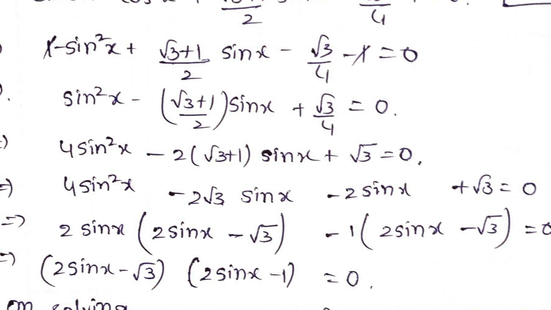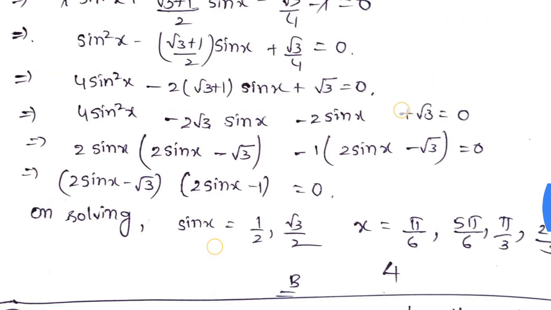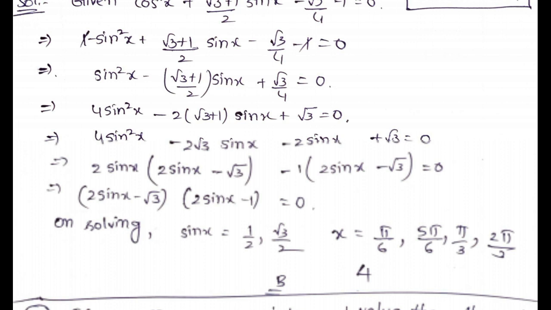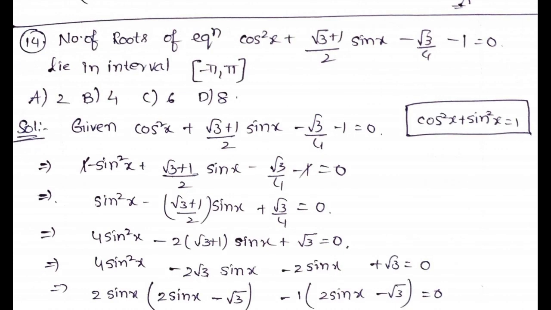And we have the expression 4 sin square x minus 2 root 3 sin x minus 2 sin x plus root 3 equals 0. Now taking 2 sin x common from the first two terms and also minus 1 from the last two terms as common factor, we get the factors 2 sin x minus root 3 and 2 sin x minus 1 equals 0. On solving we get sin x equals 1/2, root 3/2. Therefore the possible values of x are pi by 6, 5 pi by 6, pi by 3, 2 pi by 3. So there are 4 values, the option is B.